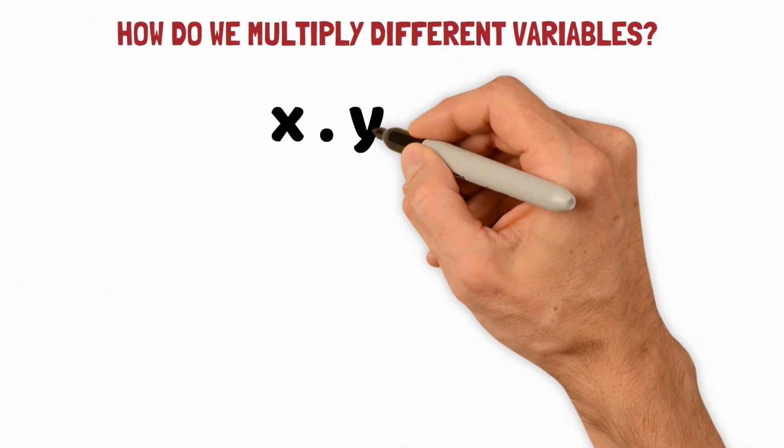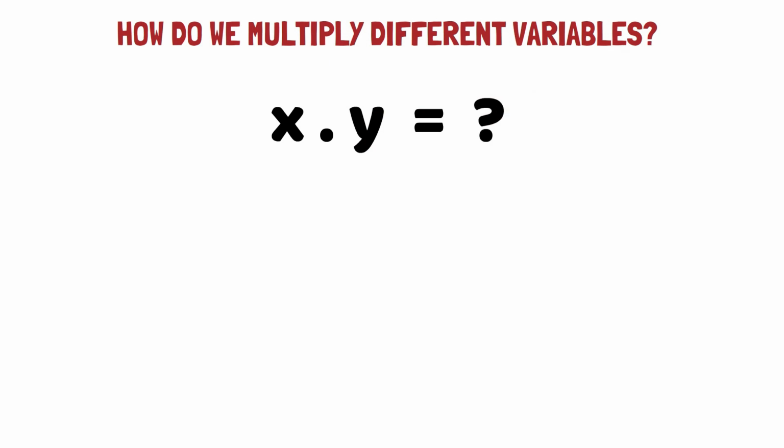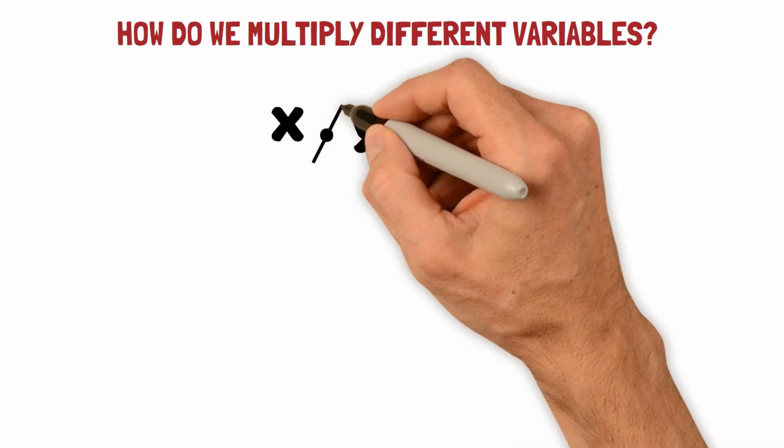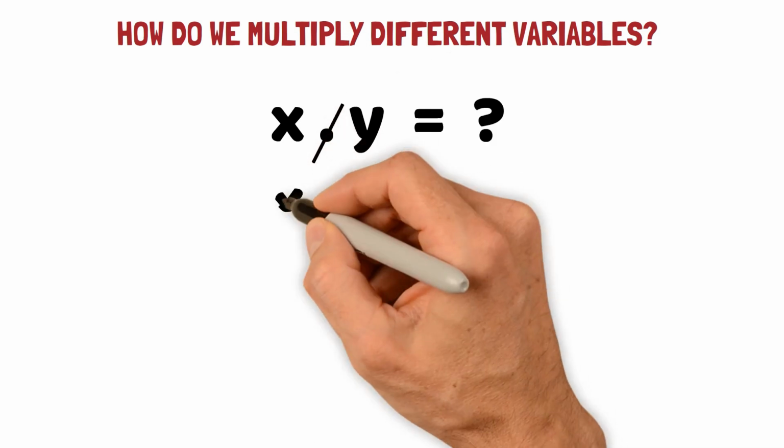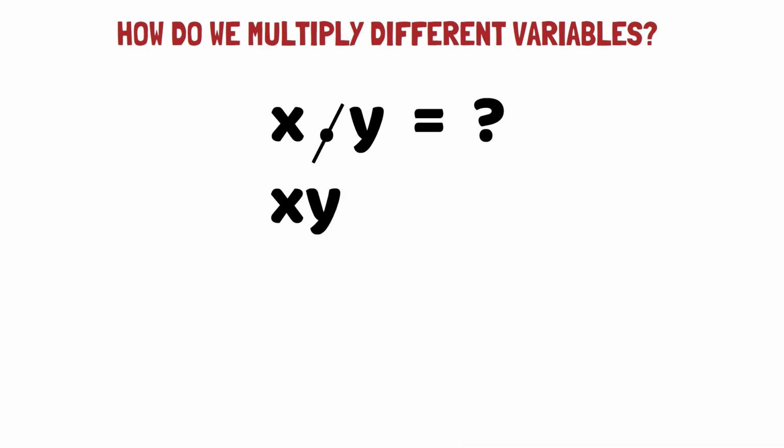Say x times y. As you can probably guess, there's no way of simplifying something like this. We just have to leave it as is. Here's a bit of notation. We often drop the multiplication symbol and just write xy. The two variables being together indicates that they are being multiplied.